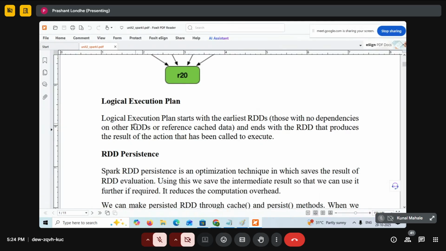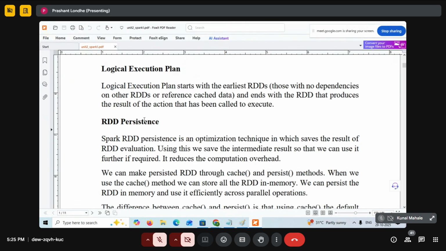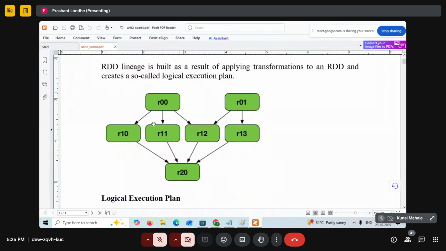Now next is related to the logical execution plan. All this diagram is related to a logical execution plan, and it shows how the RDD is evolved or developed. You can call it the footprints of your data set. Moreover, you are doing all those things by means of transformation. So for this, you are going to use a transformation, not an action.